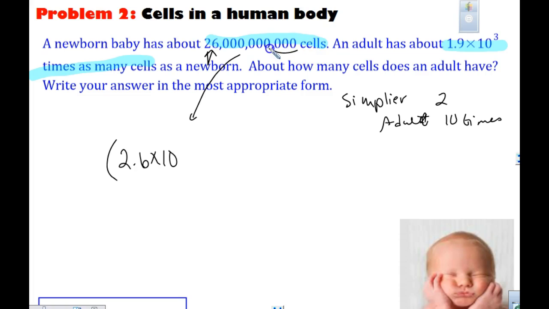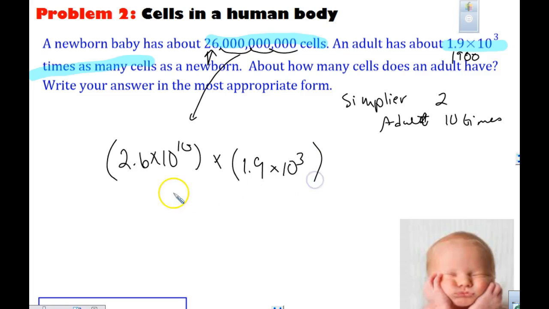Okay, go 3, 6, 9, 10. We're going to leave the other one and we're going to say times the number of cells. The adults have 1.9 times 10 to the 3 number of cells. That just means that adults have 1,900 times as many skin cells as a baby. That's what that means, right? So make sure you're writing this down. You with us? Okay.